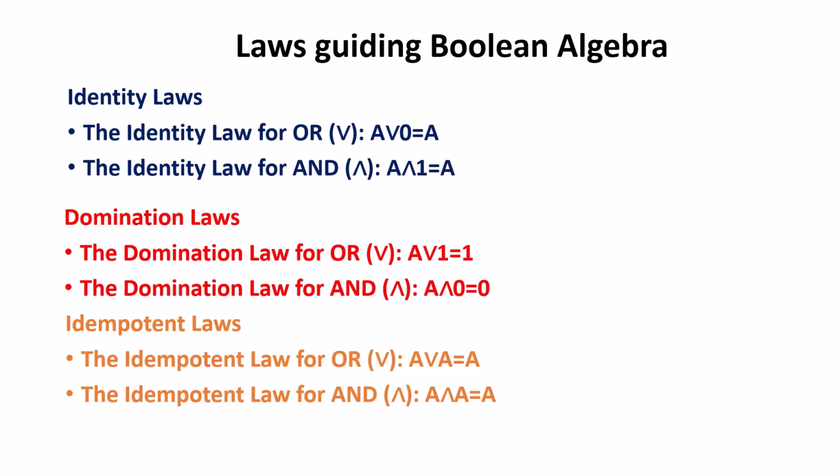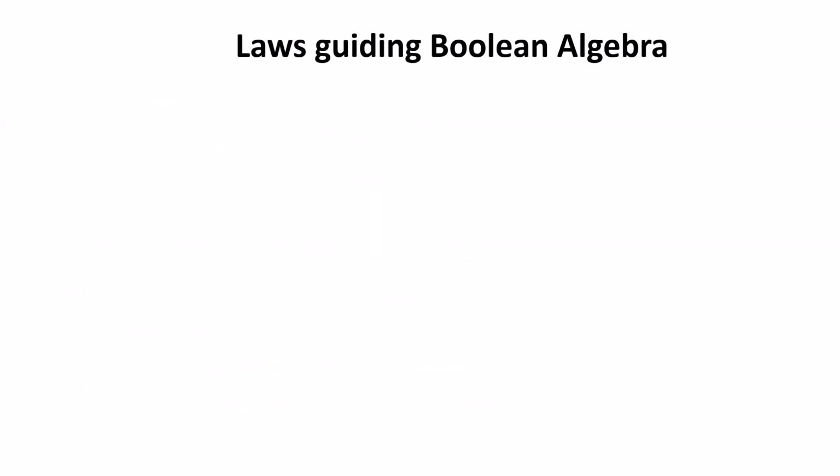We also have the idempotent laws for OR and for AND. The idempotent law for OR states that combining a Boolean variable A with itself using the OR operation results in the original variable A, while the idempotent law for AND states that combining a Boolean variable A with itself using the AND operation results in the original variable A.